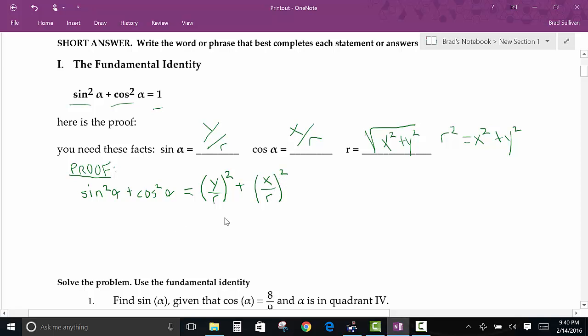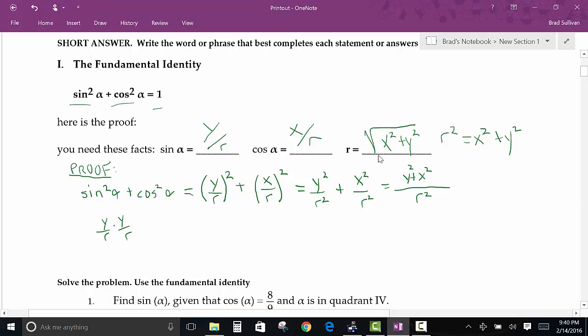Now what we're going to do is just work out the algebraic details to this. If I do y over r squared, that just means I'm multiplying it by itself. So that is going to be y squared over r squared. Okay. Then if I do x over r squared, I'm going to get x squared over r squared. Right, now a couple of simple things. I've got a common denominator already, so I just keep the denominator, and I do y squared plus x squared, like that.